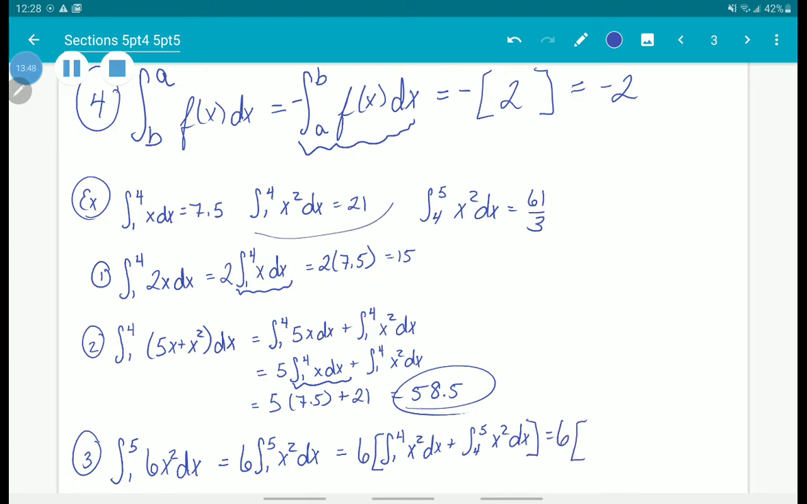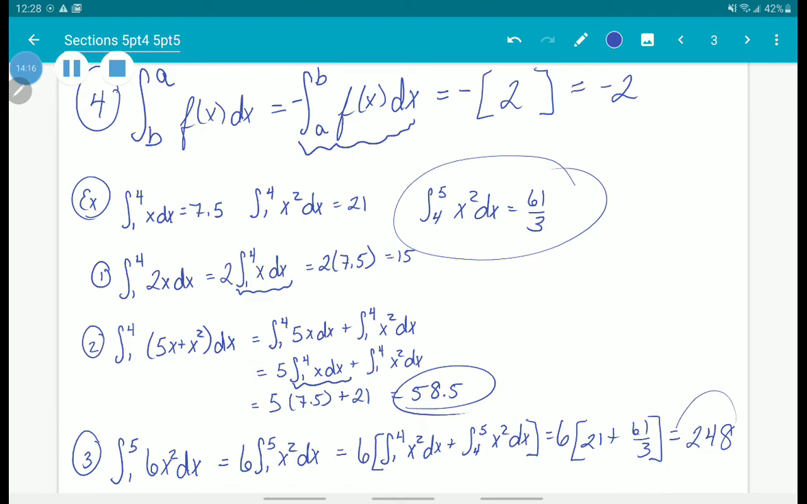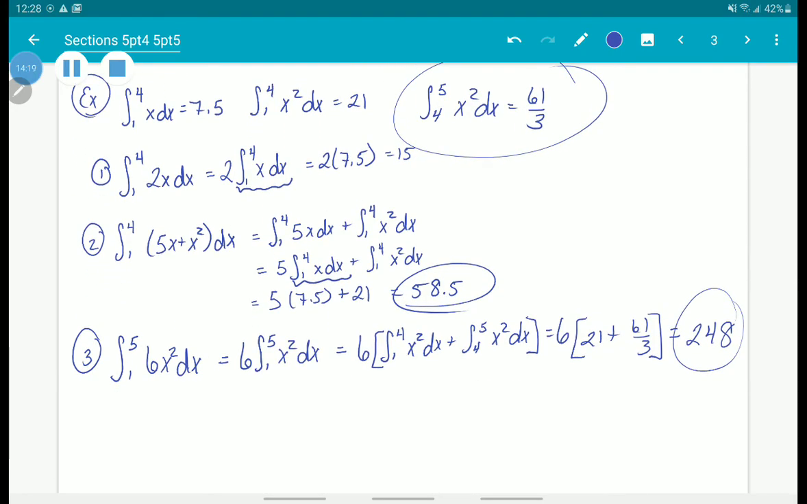We know 1 to 4 is 21. And we know 4 to 5 is 61 thirds. So let's compute this. I got 248, so there's my final answer. Just for fun, let's do one more. Let's do one like this.